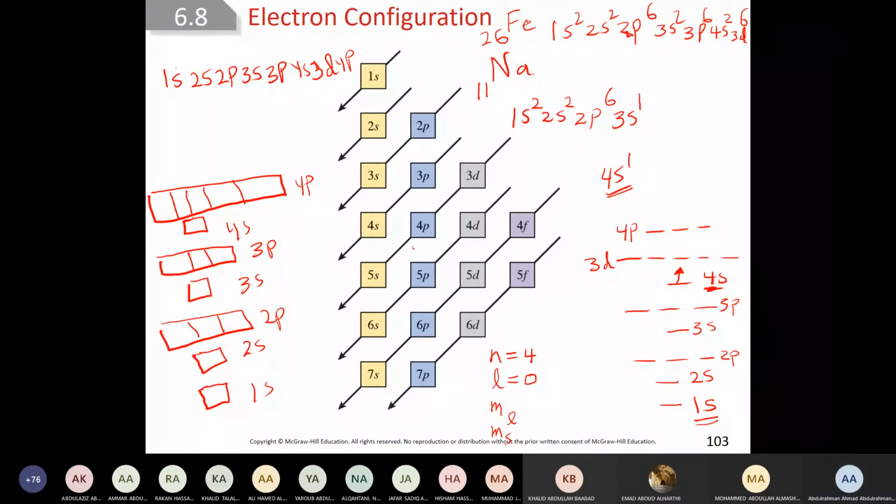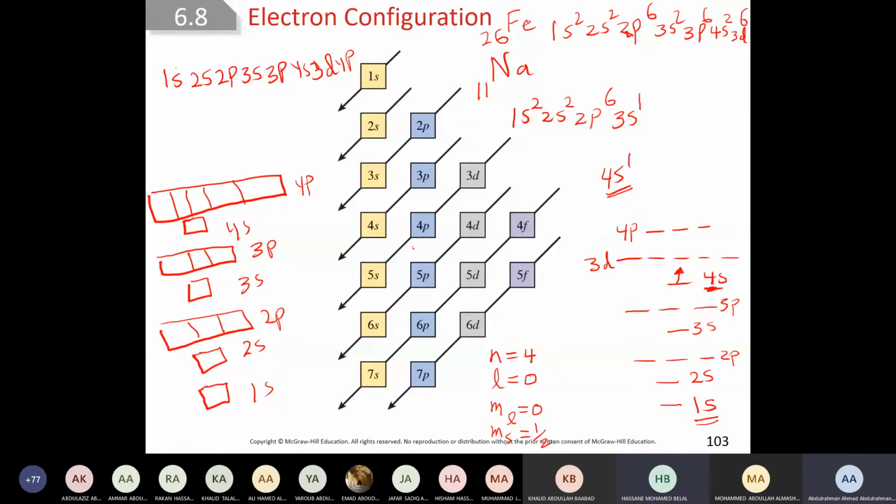Very good. How about ML? 0. It must be 0 because you have no choice. There's only one value. How about MS? Half or minus half. Let's put positive half this time. Okay, so we agree that the arrow at the top is positive half. Is this clear?